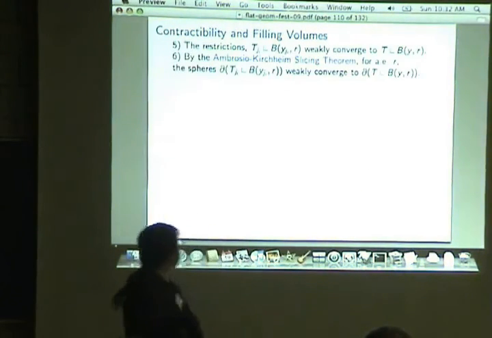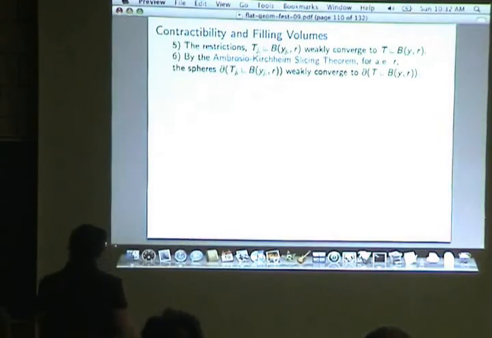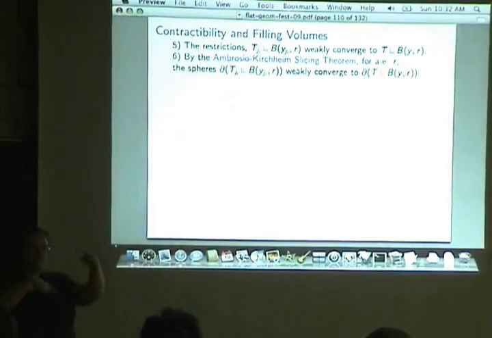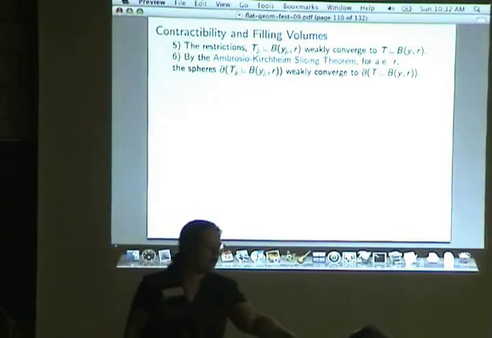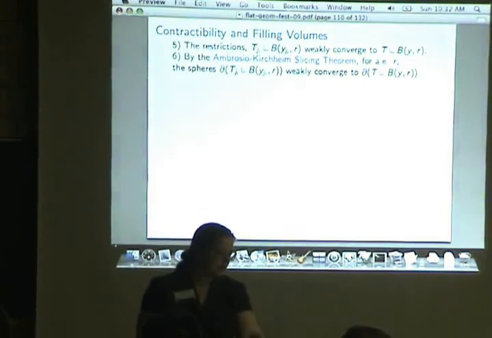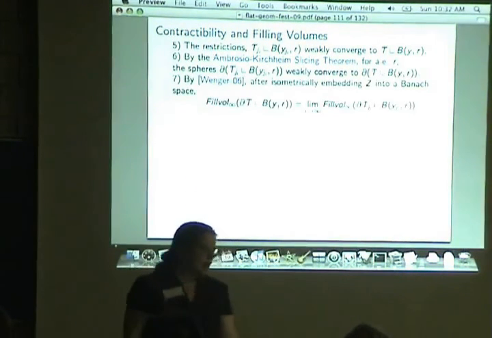So this is where I use the slicing. We use the slicing theorem, which I mentioned before we were going to use. Instead of studying the balls themselves, we study the spheres. And we say, okay, when can we make sure the spheres converge? Well, the spheres weakly converge almost everywhere, for almost every R, by Ambrosio-Kirchheim slicing.